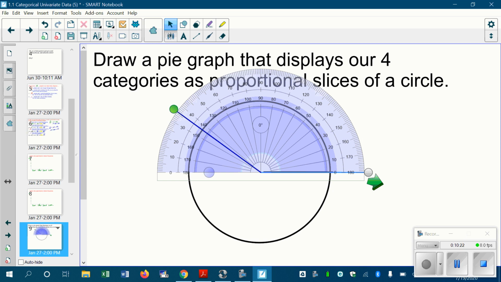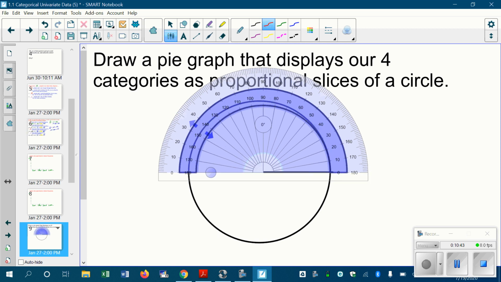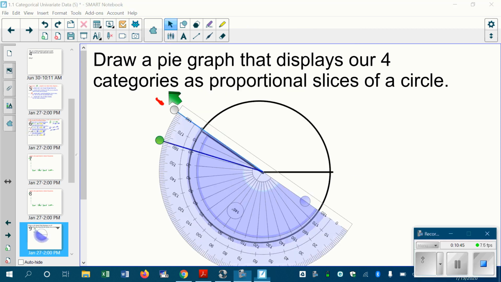So a few little notes about protractor use, if you did find one. This bit in the middle has to be lined up with the center of your circle. This line that has the 0 and 180 needs to be lined up with a radius on your circle. So you should draw a segment that goes from the center out to the edge, and then base your measurement off of that. Okay.